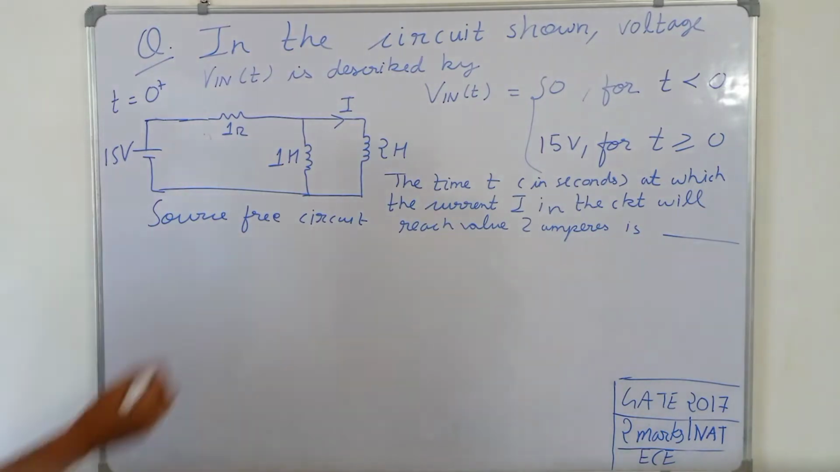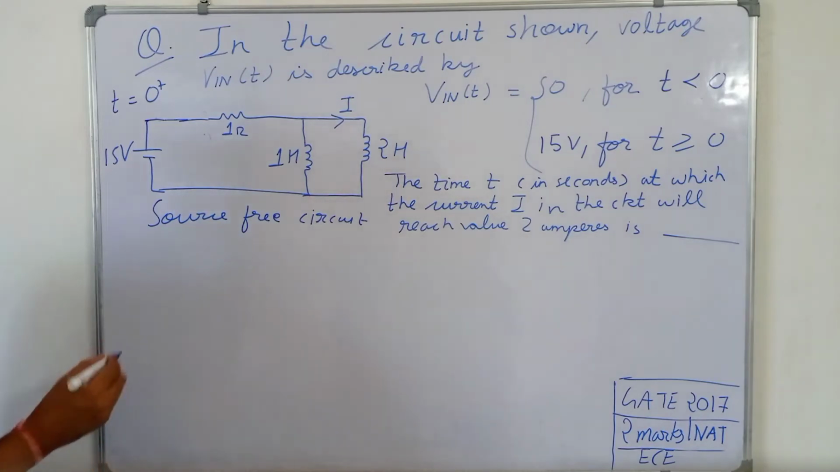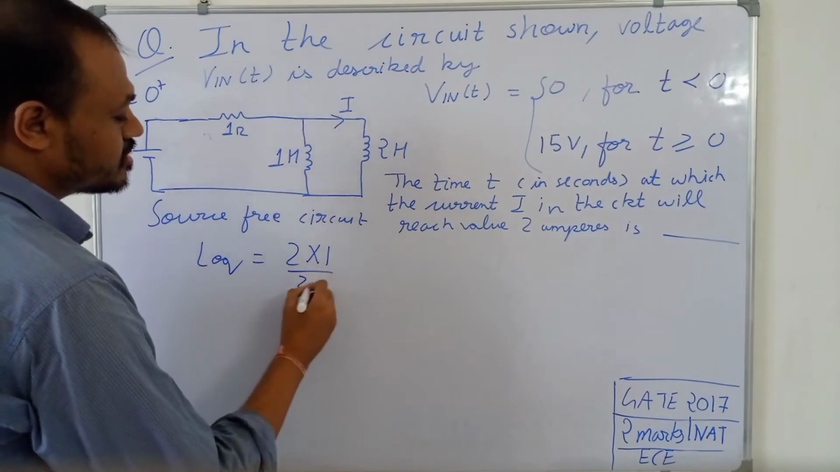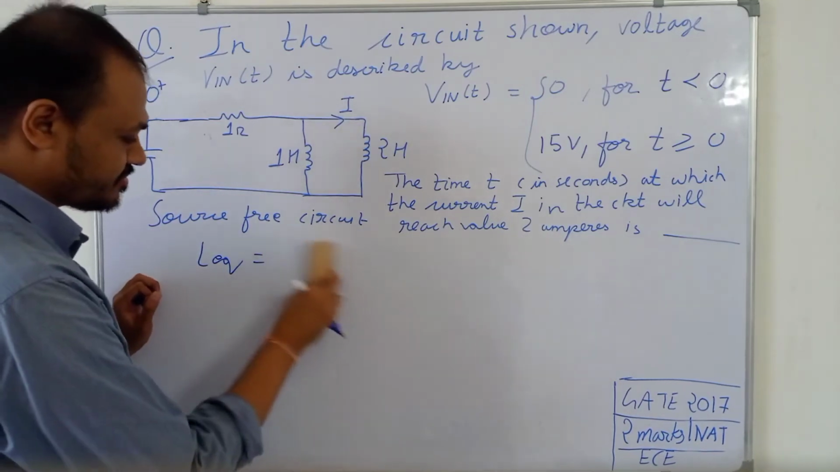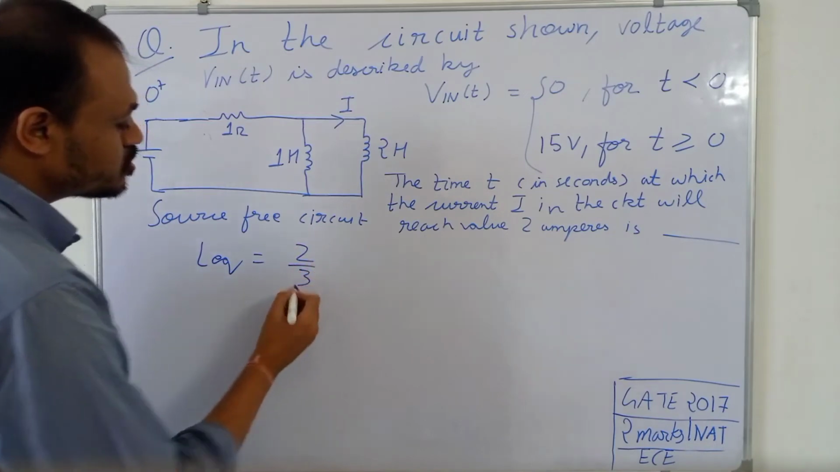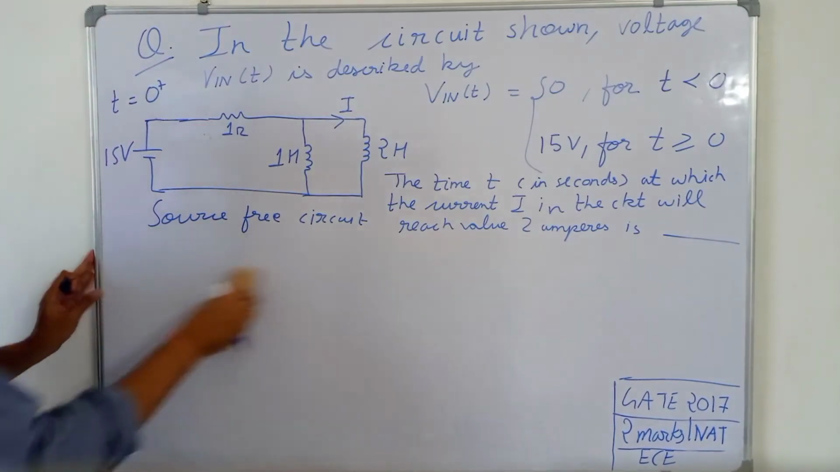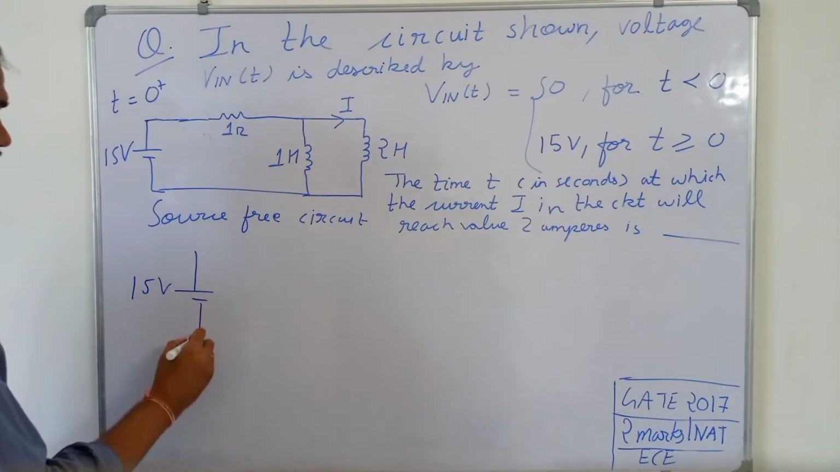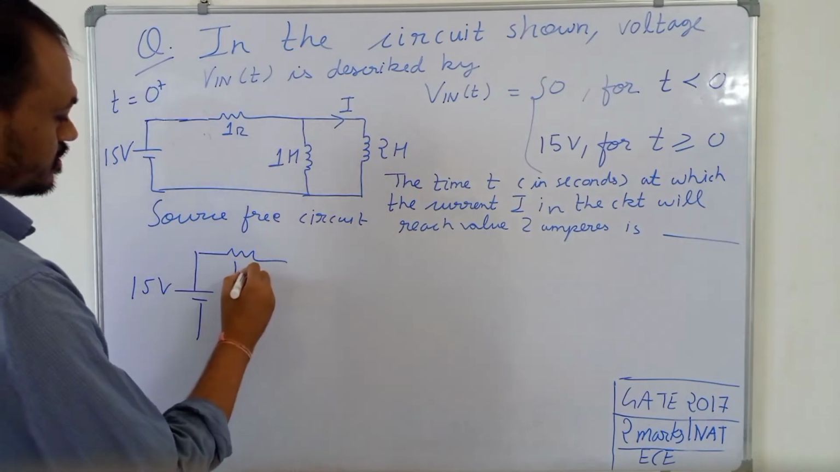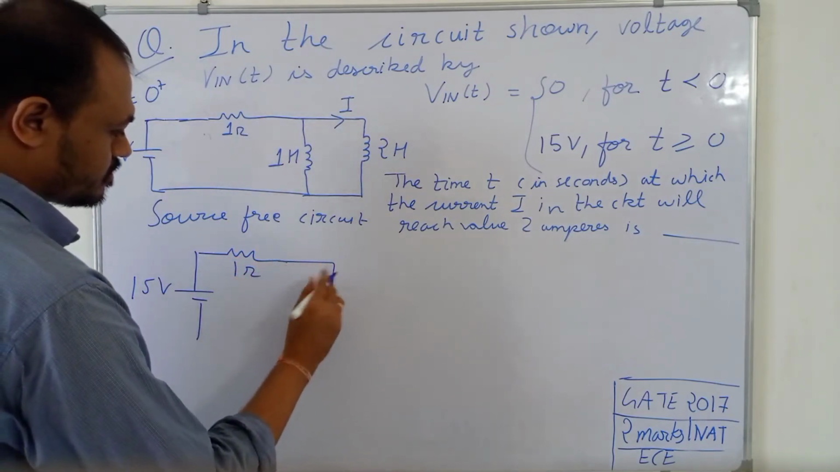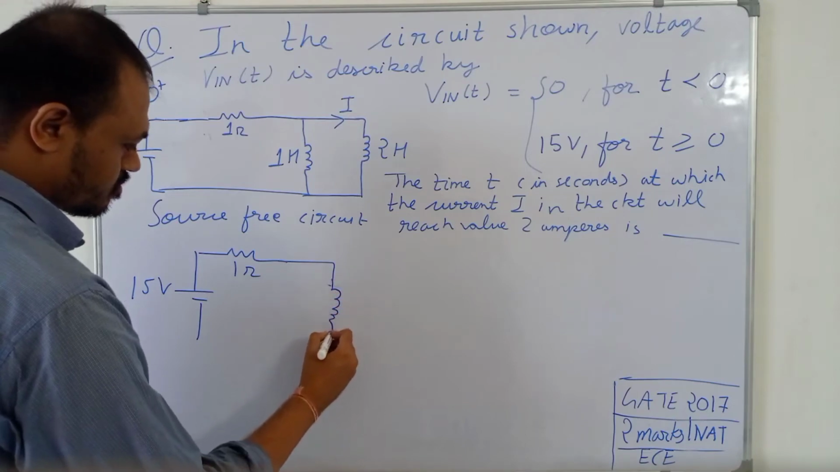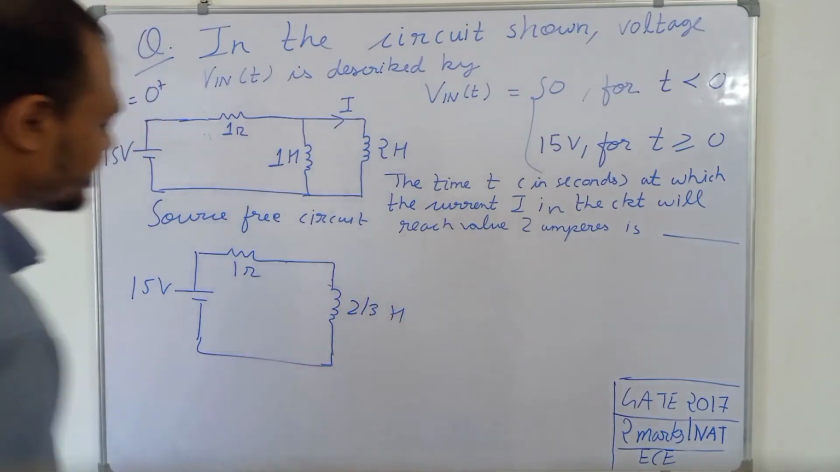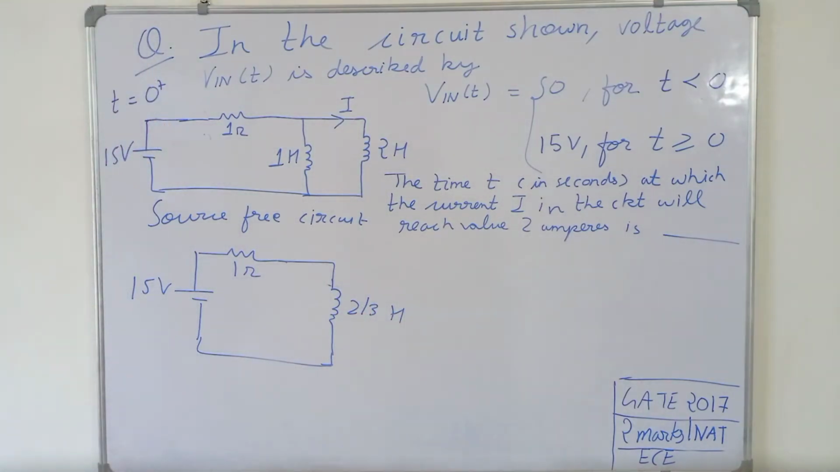Okay, so these two inductors are connected in parallel, so their equivalent will be equal to 2 into 1 upon 2 plus 1, which is equal to 2 upon 3. So we can now draw the circuit like this. This is the inductance of 2 by 3 Henry, a 15 volt voltage source and a 1 ohm resistor.